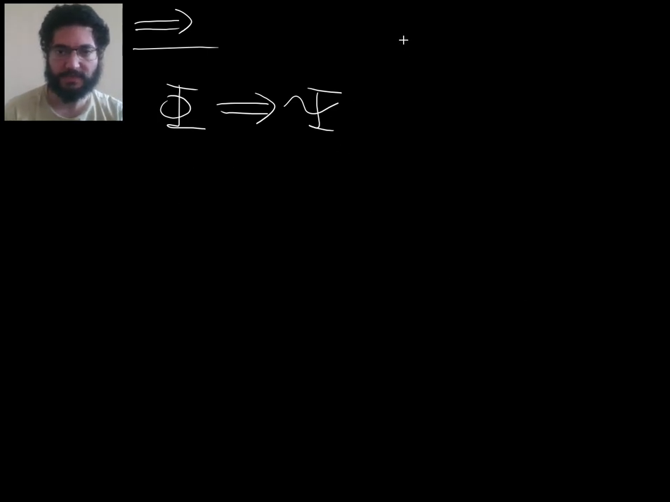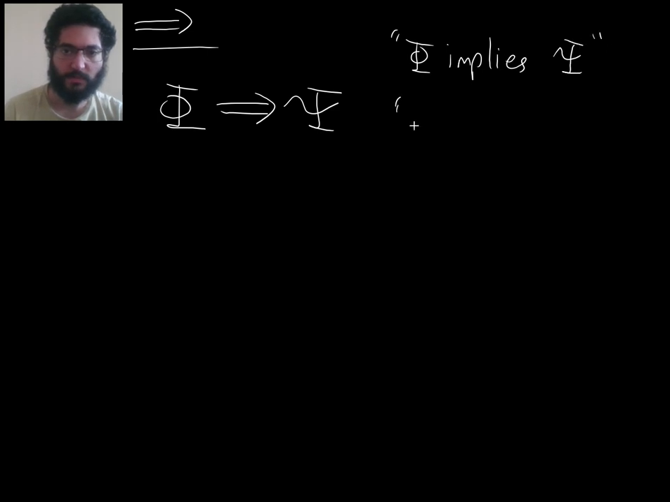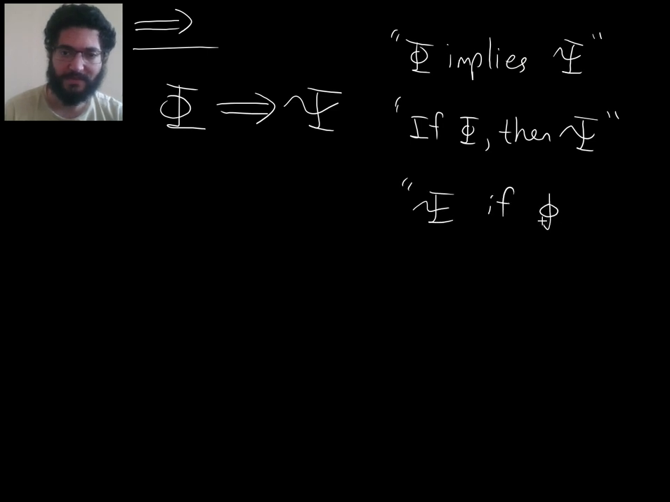Here's the semantics. Here's how we think of what this means. So you can read this in English as phi implies psi, or if phi, then psi, or psi if phi. These are all different ways of reading this out loud, or writing it in English.